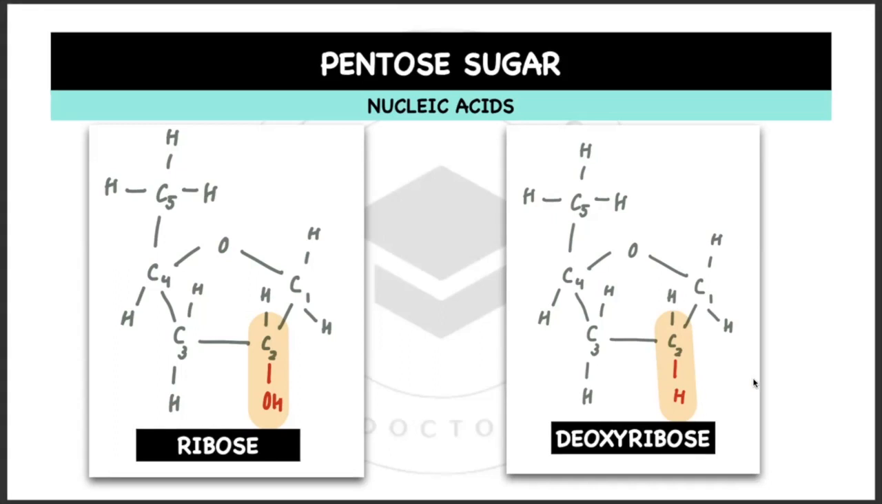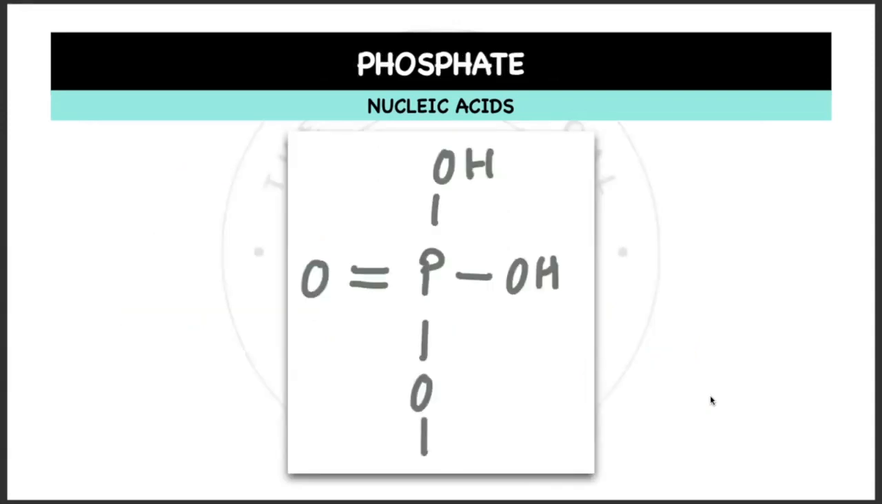A tip to remember here is deoxy, meaning to remove oxygen. In other words, no oxygen. Hence, the pentose sugar of deoxyribose, this one, does not have OH, it only has H, just the hydrogen. And finally, you have the phosphate. So bases, pentose sugar, and phosphate. These three combined, you get a nucleotide.